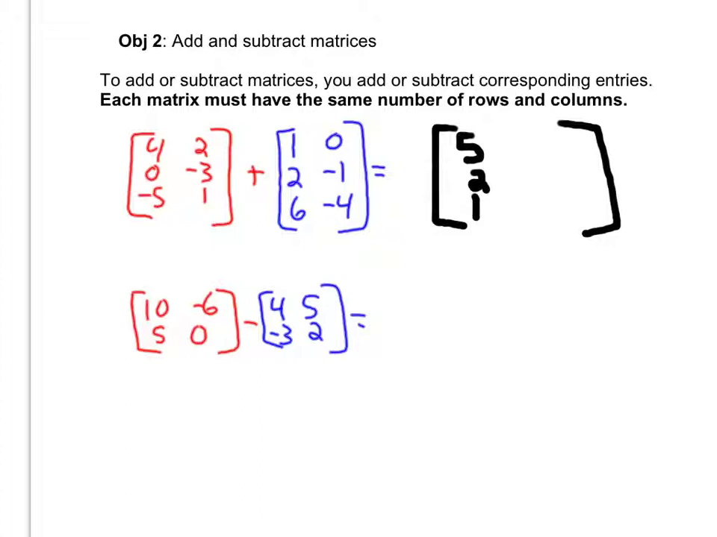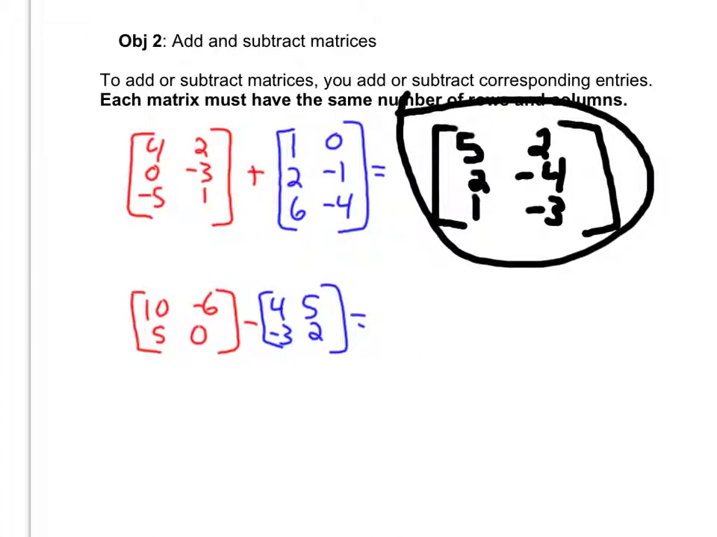Alright? Then I'm going to do the same thing with the other column. Okay, I got 2 plus 0. That is 2. Then negative 3 plus negative 1 is negative 4. And then 1 plus negative 4 is negative 3. Okay? And here's my new matrix. This is my answer right here when I add it together.